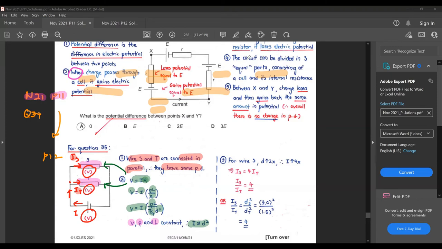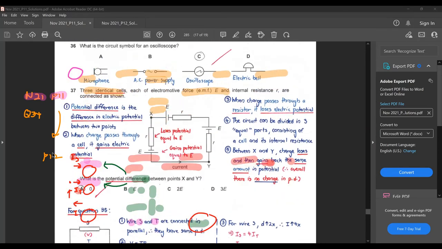So now from here, if you just look at wire S itself, they mentioned that the diameter of wire S is twice that of wire T. Since I is proportional to D squared, if D increases by 2 times, I will increase by 4 times. It's basically 2 and then you square it. So you're getting 4 times. So your IS is actually 4IT.